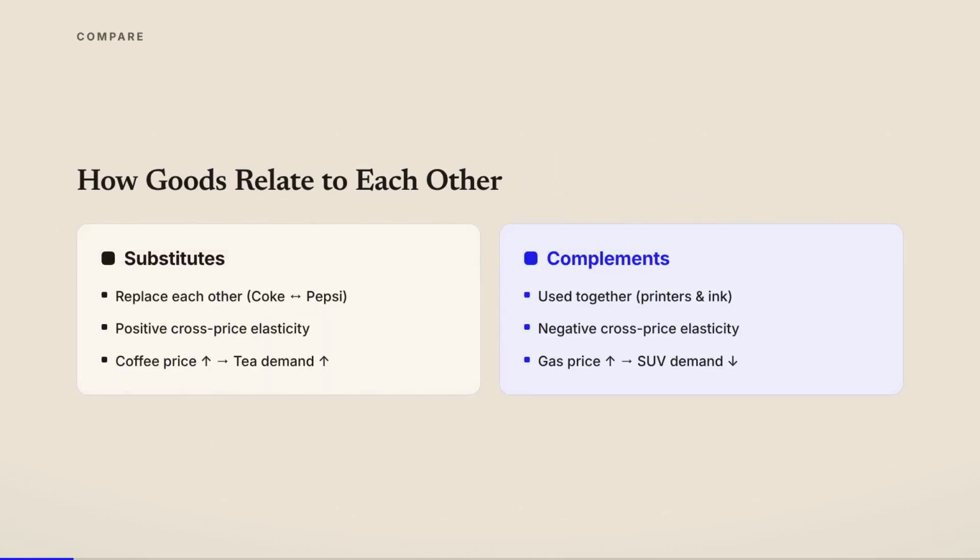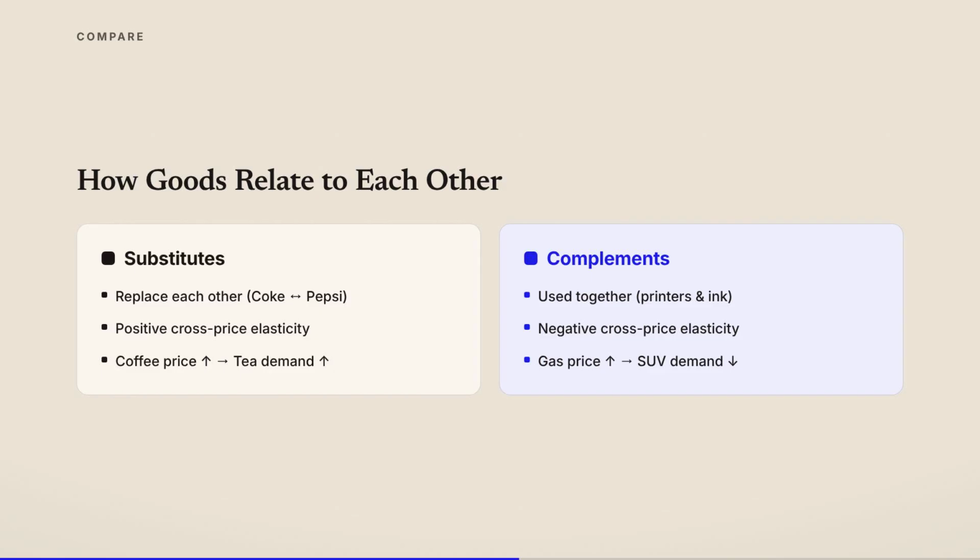Now, goods do not exist in isolation. When the price of one good changes, it affects demand for related goods. Substitute goods replace each other. If the price of coffee jumps, tea sales go up. Think about Coca-Cola and Pepsi. When one raises its price, the other gains customers. The cross-price elasticity between Coke and Pepsi is positive, meaning they are strong substitutes.